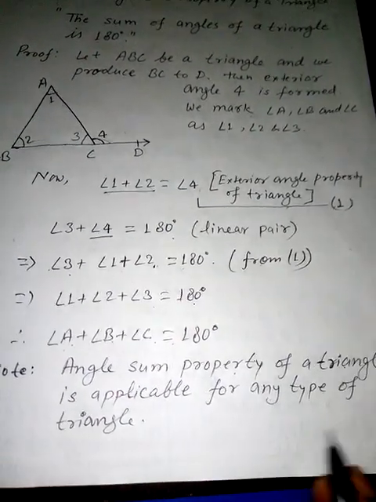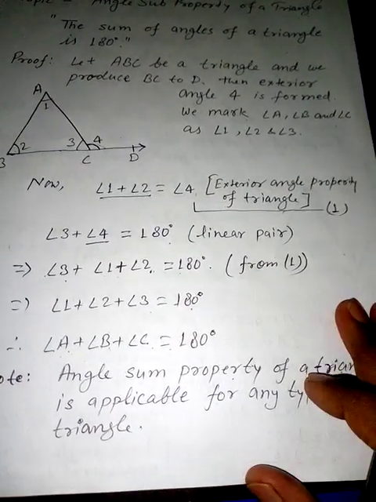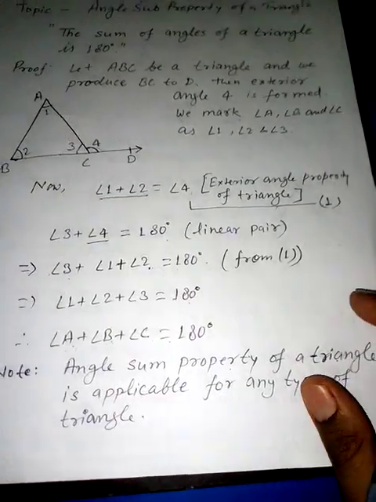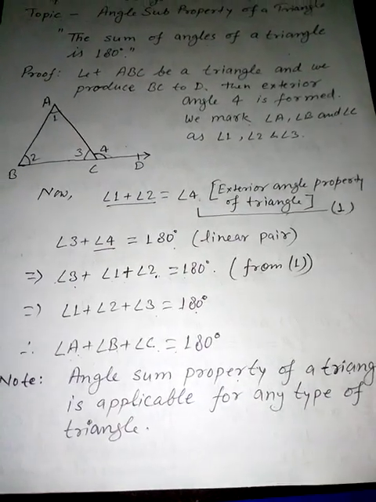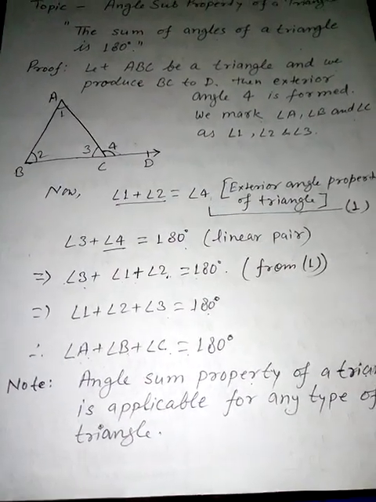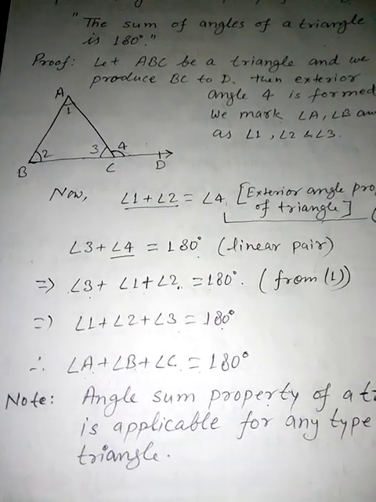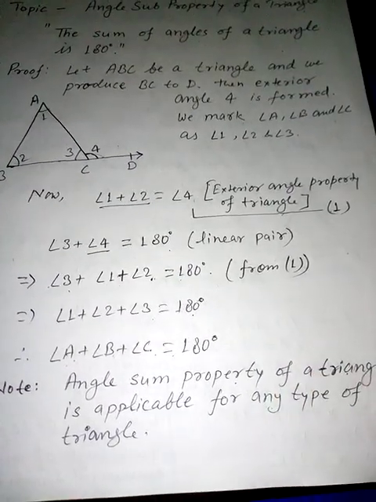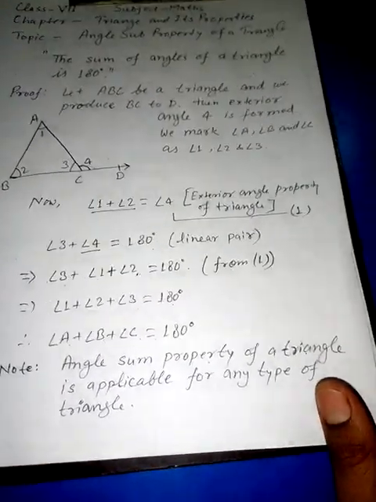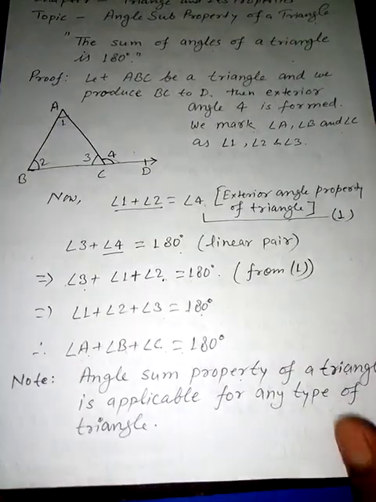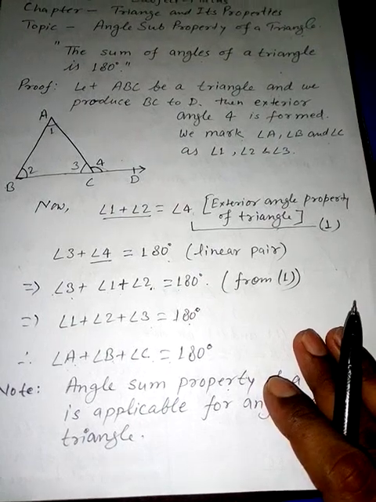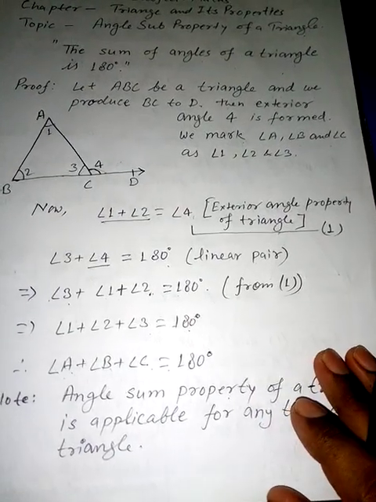It means whatever be the type of the triangle, it may be isosceles triangle, it may be scalene triangle, it may be acute angle triangle, it may be right angle triangle, it may be an equilateral triangle. Whatever be the type of triangle, the sum of the three angles is 180 degree.